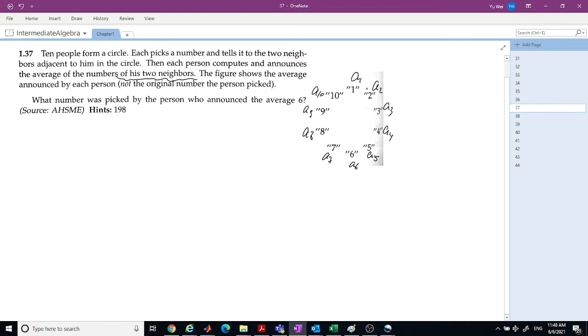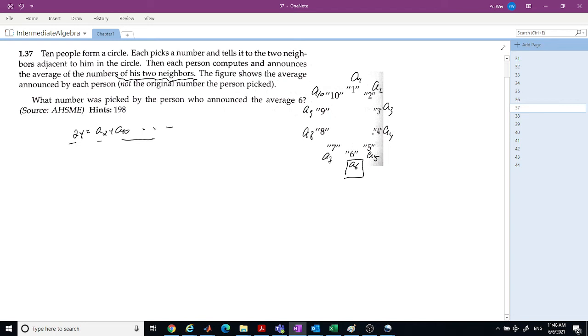We can double this number, meaning 2 times the 1 is equal to A2 plus A10, right? We have all this kind of relationship, so on and so forth. We want to solve for A6. Now, if we want to solve for A6, we'd better have an equation for A6, right? So now let's see what kind of equation we can get for A6.